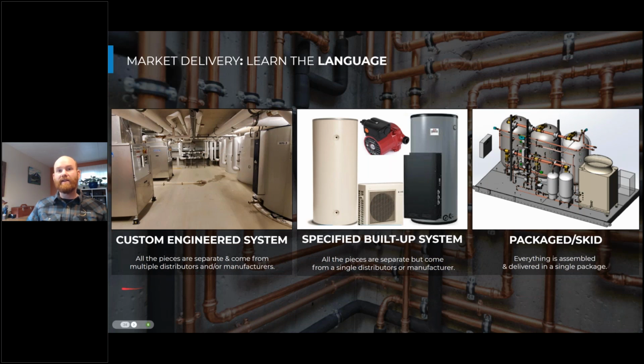And myself at Ecotope have definitely been operating in this custom engineered world for the past at least 5 to 8 years. But I'm seeing more and more manufacturers and distributors pushing towards either these specified built-up systems, where they're helping you guide your selections on other equipment that's associated with that domestic hot water heating system, or they're providing a fully packaged skid-mounted system, which can be dropped in place and installed with much less field work, which has benefits as well.